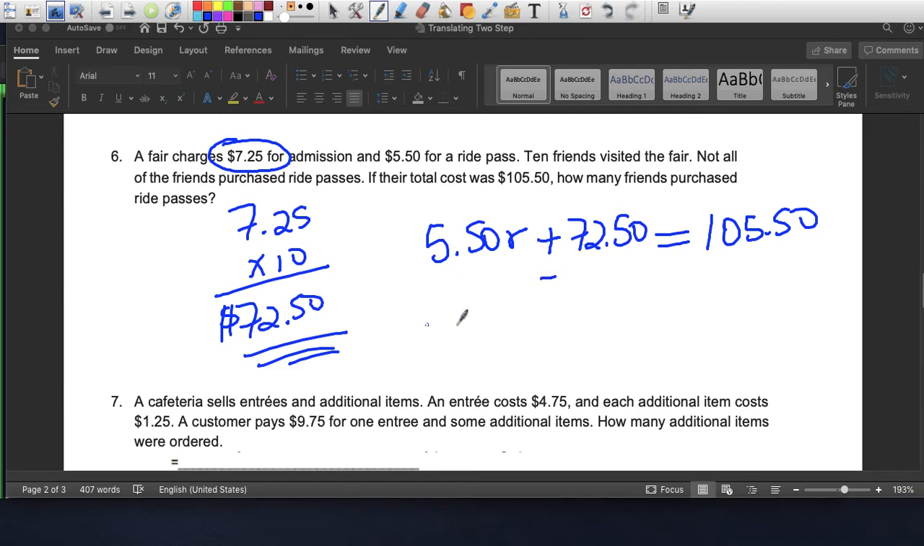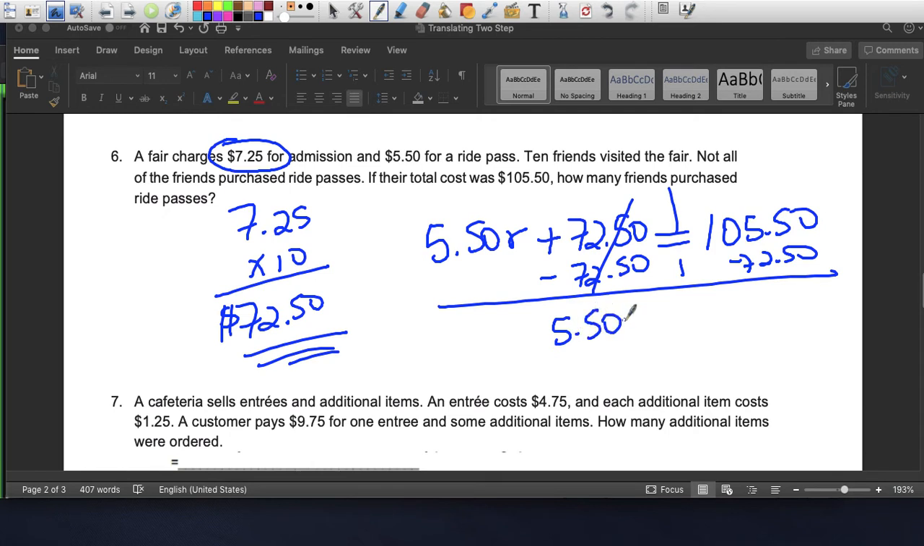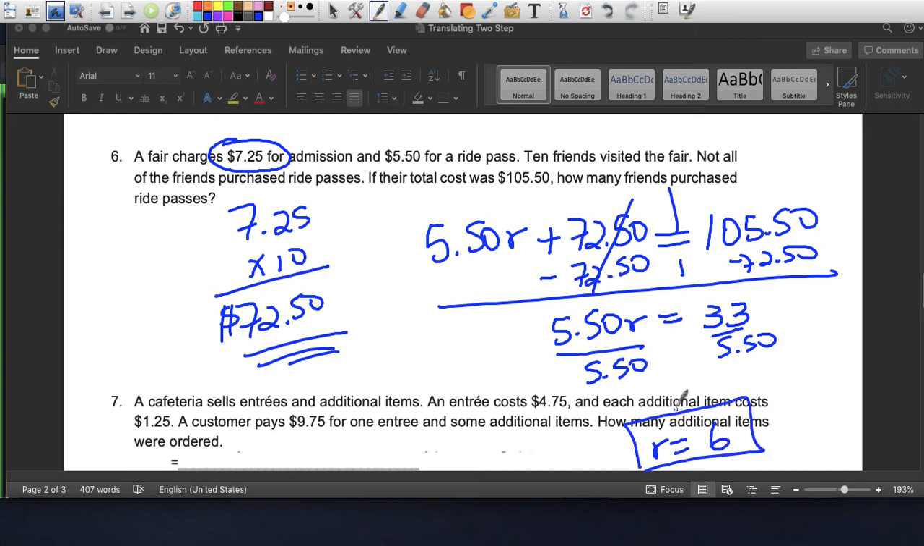So first we do minus 72.50, minus 72.50. This goes away. 5.50R comes down, 5.50R, by the way. And 105.50 minus 72.50, so $33 is going to be left over. Divide by 5.50, divide by 5.50. And 33 divided by 5.50 equals 6. So out of the 10 people, 6 of them bought a ride pass.